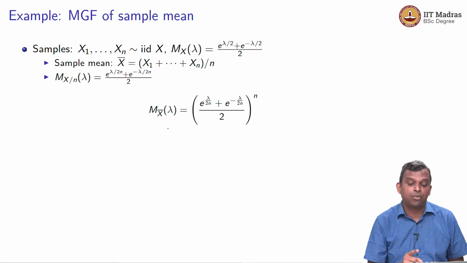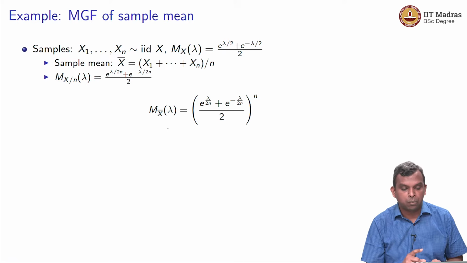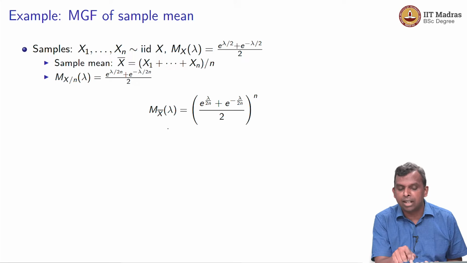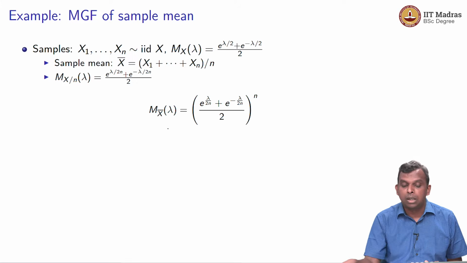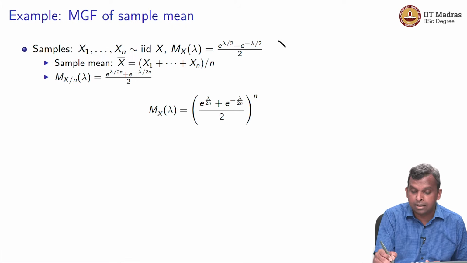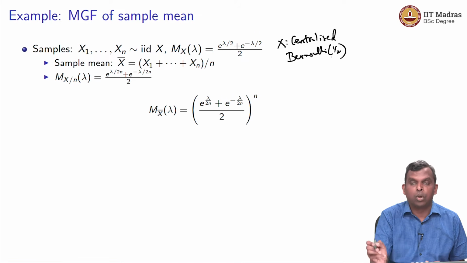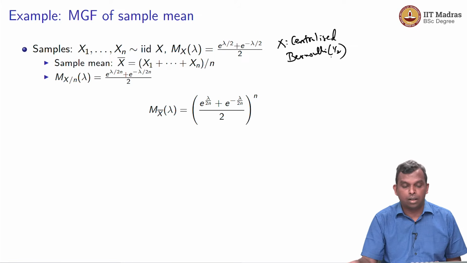Let's look at the MGF of the sample mean. Now my samples x1 through xn are IID X, and my X is centralized Bernoulli half. That's why my moment generating function became e power lambda by 2 plus e power minus lambda by 2. So X is centralized Bernoulli half. That's the distribution for the X.